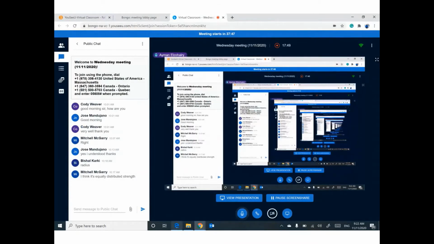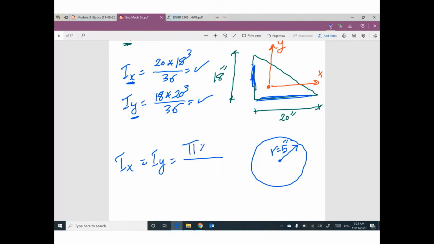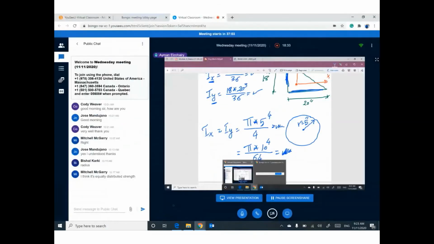So, for example, if you have a circle and this circle has a radius equal to 5 inch, Ix equals Iy for this circle equals pi times radius to power 4 divided by 4, or equals pi times diameter, which is 10, to power 4 divided by 64. Believe me, this number will be the same as this number. Any questions so far? Looks good. Looks easy.